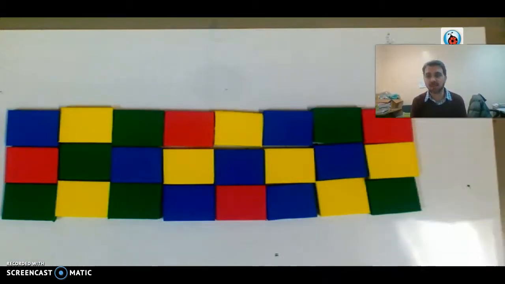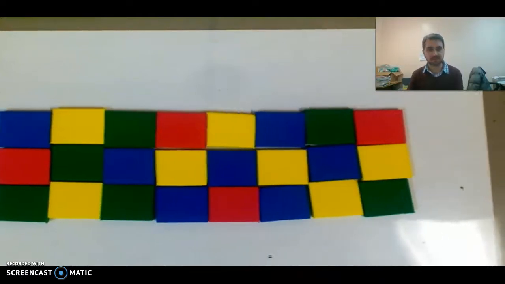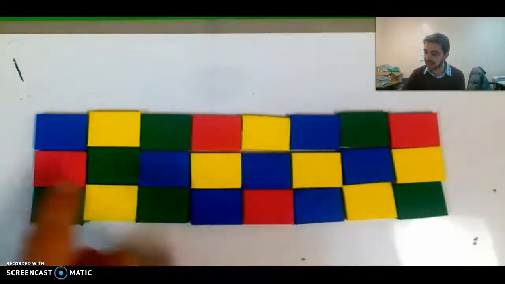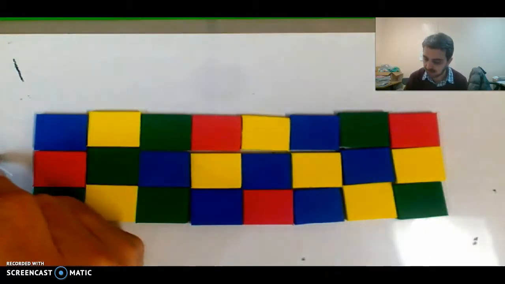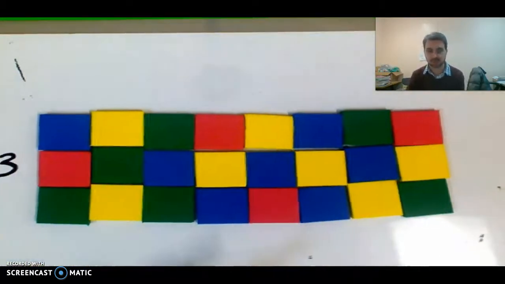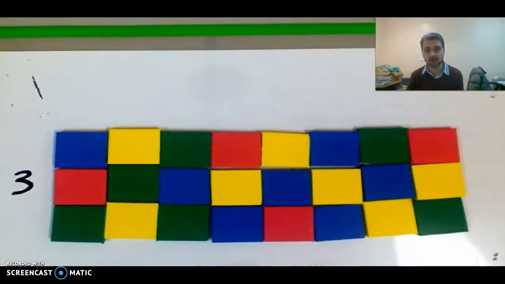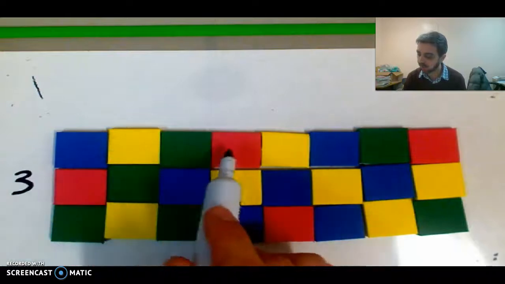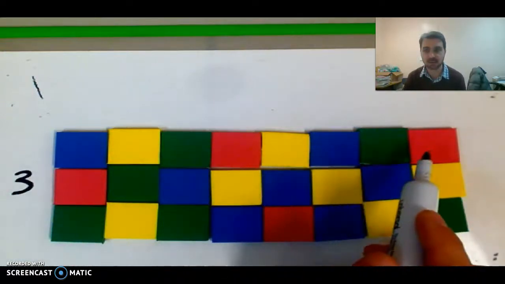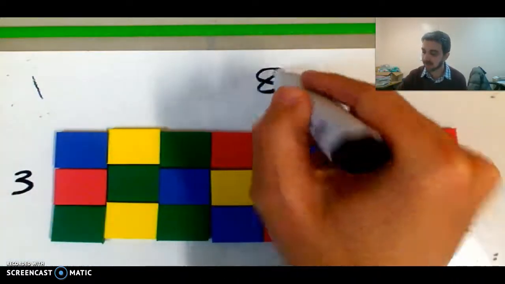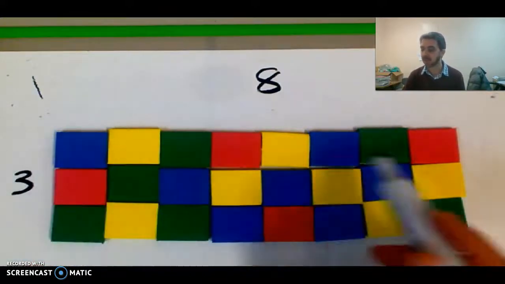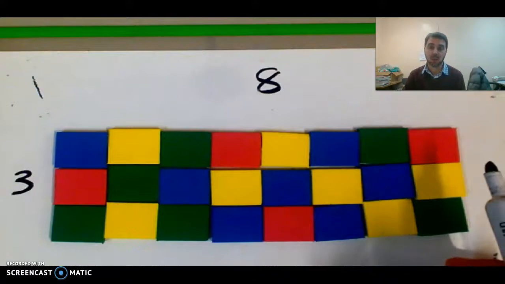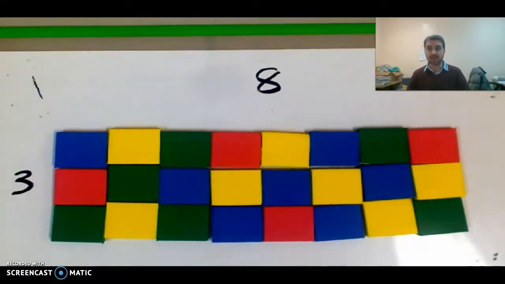For example, here we have an array. It's got 1, 2, 3 rows. So I'm going to put a 3 here, which shows the 3 rows that we have. And there are 1, 2, 3, 4, 5, 6, 7, 8 tiles in each row. So I'm going to put 8 here. The 8 shows the 8 tiles going this way. So 3 and 8. Now, what if I don't know what 3 times 8 is?